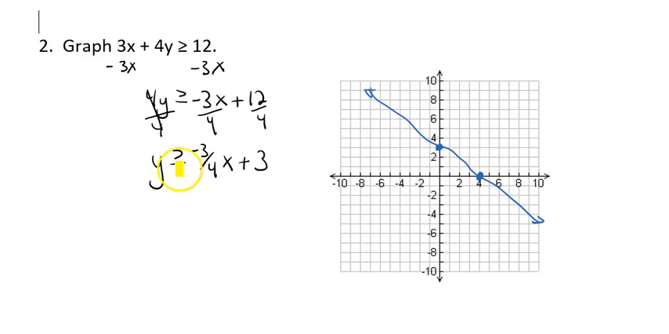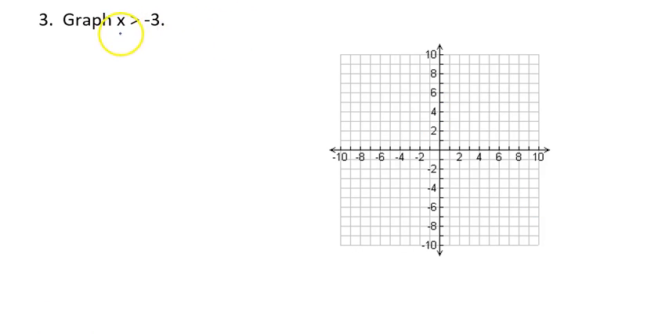And then I have to decide about my shading. Since it's y greater than, I'm going to be shading above. So that would be where I could stand on the hill. That would be this side. And again, every point in this shaded region should make sense in that equation. So if you need to test a point to see if you've shaded right, that would be a good idea. And if you need to pause and take a minute to write this down, please do so.